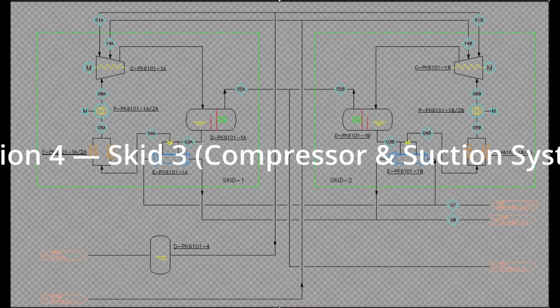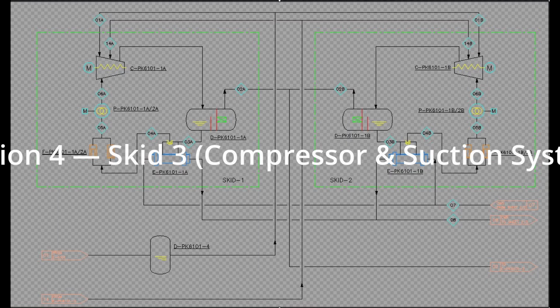Proper level control in this vessel is extremely important. Incorrect tuning can easily lead to compressor trips or unstable operation. Section 4, Skid 3, the compressor and suction system. Next, we move into the compressor skids. At this point, the gas pressure must be increased so that it can continue circulating throughout the refrigeration loop.